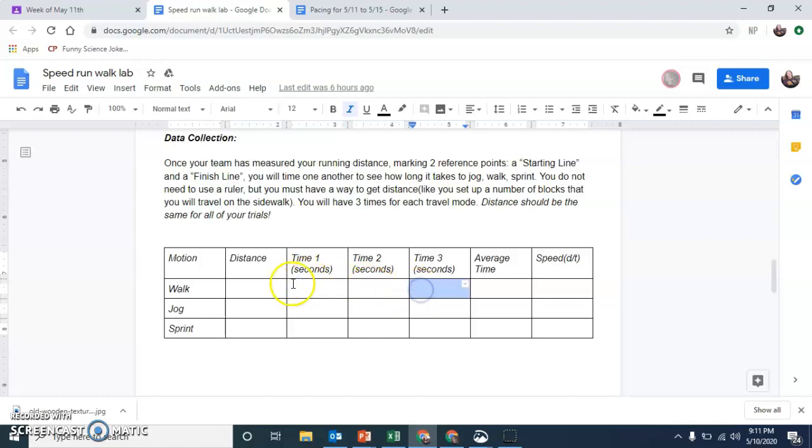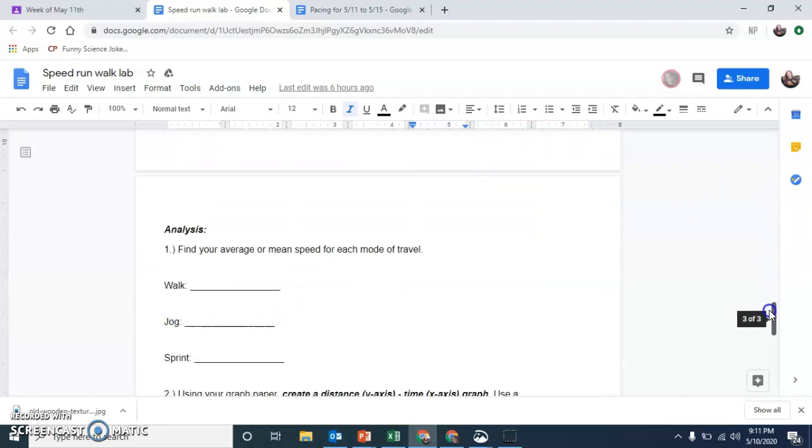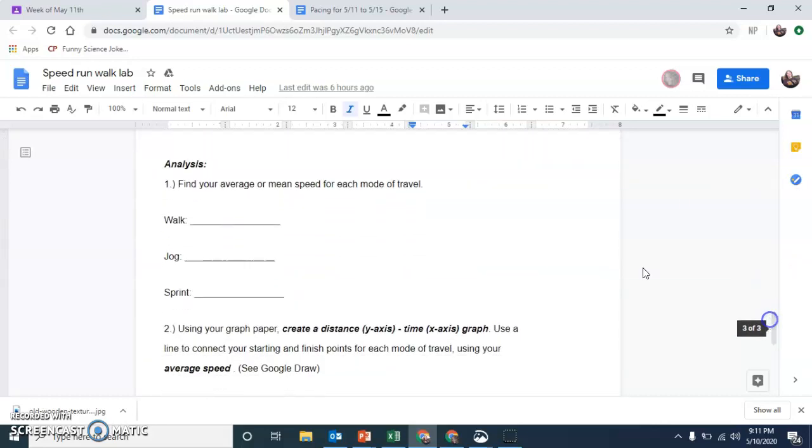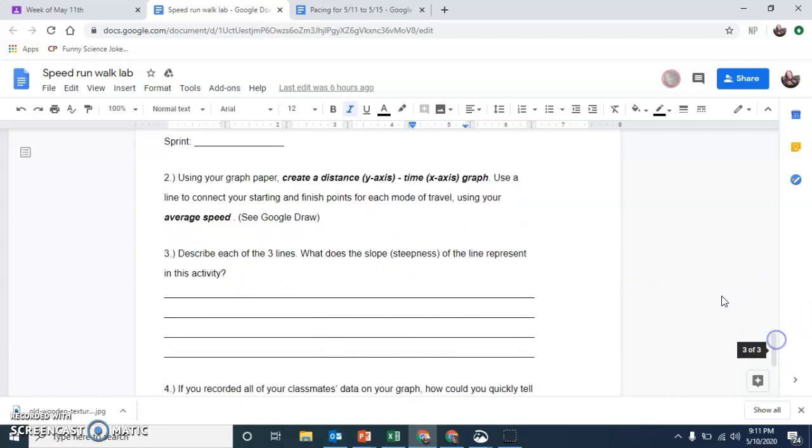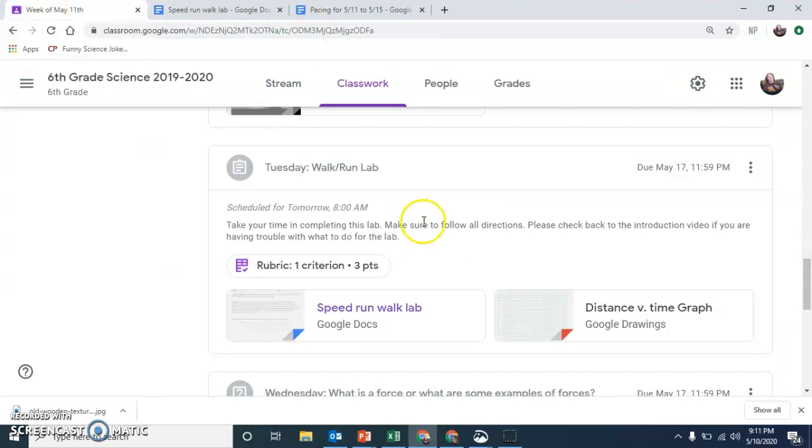You're going to do each of the 3 different speeds at 3 different times, and then you're going to find the average time. Please go back to watching the average video to figure out how to calculate that. And then you're going to find the speed by dividing the distance by the time. After you're done that, you need to write what your average speed was in each of these 3 lines, and we come back to the graphing.